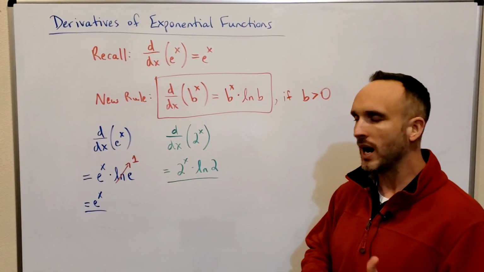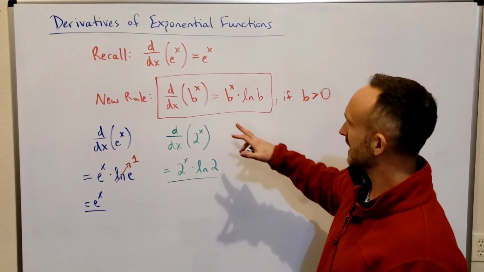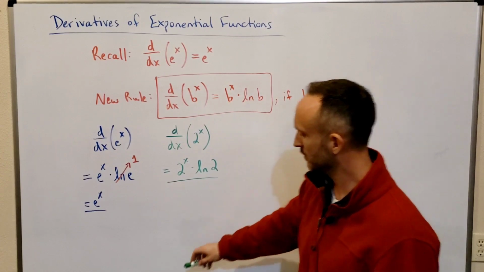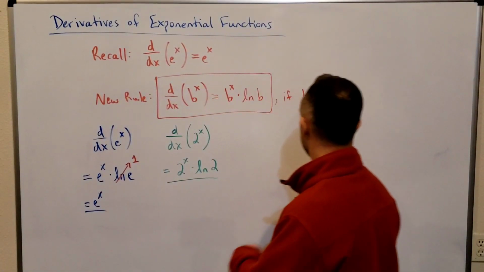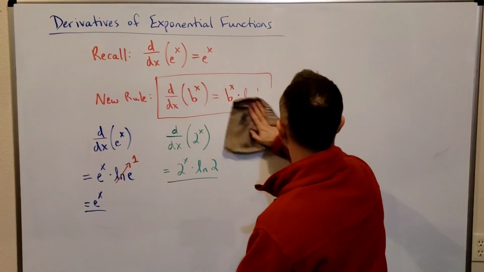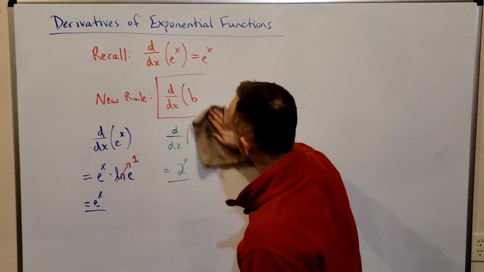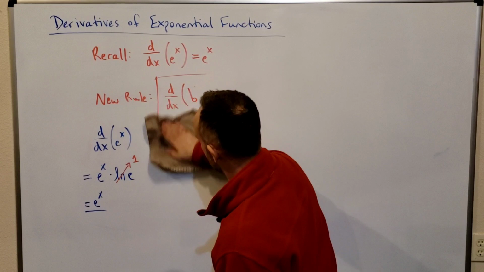Now let's look at why that's how you differentiate a base when it's not e, okay? And we're going to take advantage of some algebra that we know, along with the chain rule, in fact.